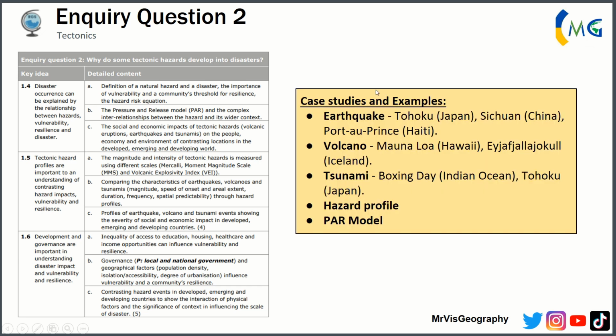Okay, there again, case studies are exactly the same. The difference is you need to understand what the hazard profile is, how to read one, how to potentially build one. You need to understand the pressure and release model. Okay, so what causes vulnerability? What are the root causes of vulnerability?